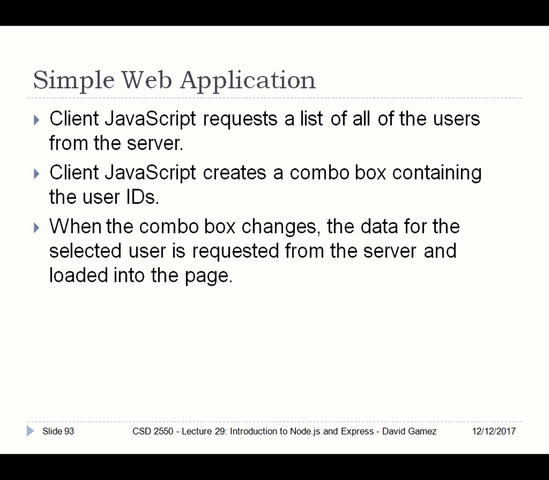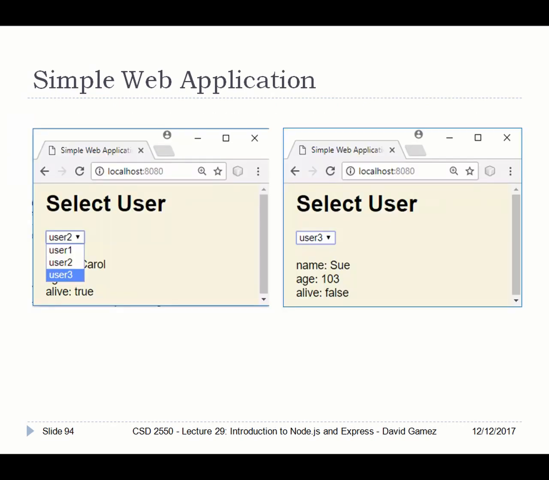So what I've got is some client JavaScript that requests a list of all the users from the server. We've got the web service that provides all the users, and I'm going to have a bit of JavaScript on the client side that's going to request that list. Then this client JavaScript is going to build a combo box that contains all the user IDs, and when the user selects users from that combo box, the client-side JavaScript is going to request the data for that user from the server. That's how it's going to work.